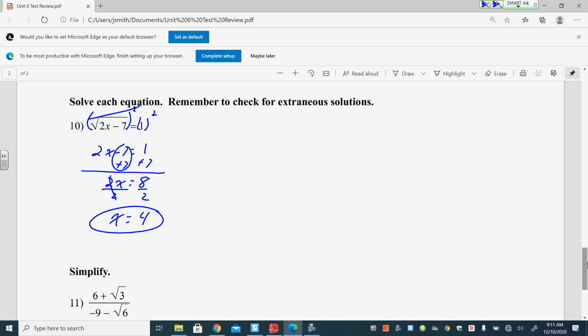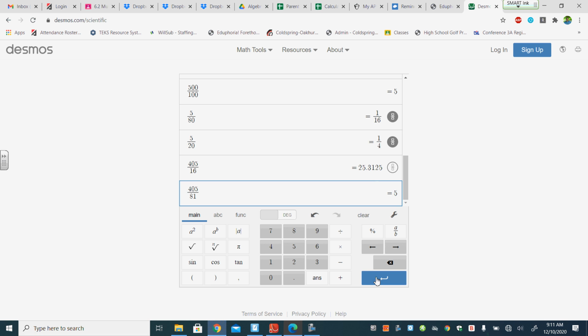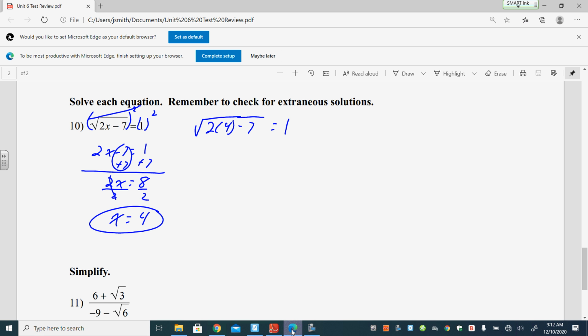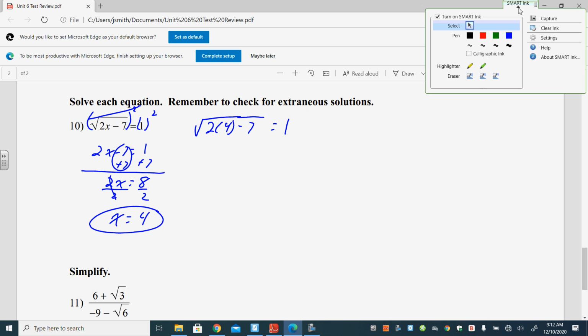You do want to check it. Make sure that equals 1. So I'll come back over here. That's going to be the square root of 2 times 4 minus 7. And in fact, it does equal 1. So that does work out. Okay. But always check it because sometimes it might not.